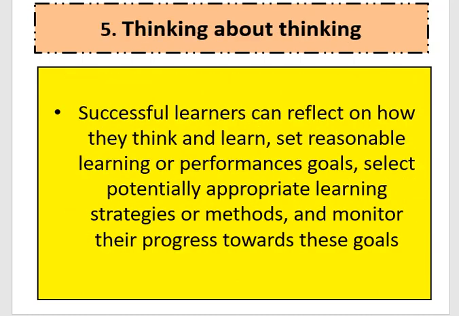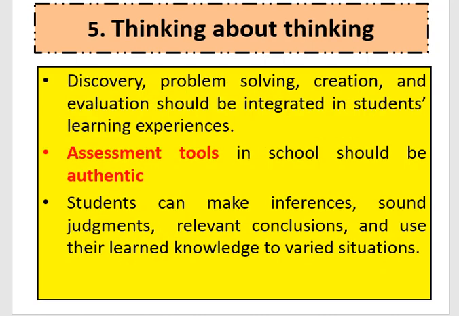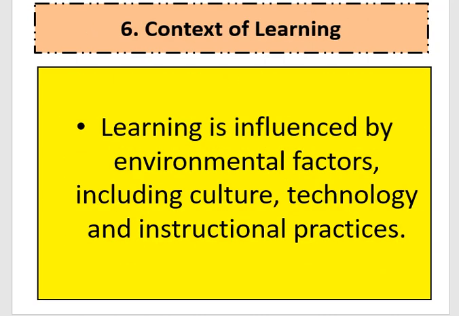Fifth one we have here, thinking about thinking. Always find ways on how to learn something. Reflect on how to learn. Think about how to think. Metacognition. The sixth one under this domain is context of learning. Try to find or try to make use of the situation. Try to identify the background. Ano nga ba yung meron ka? Ano nga ba yung maaari mong gamitin para mas matututo ka sa mga bagay-bagay?